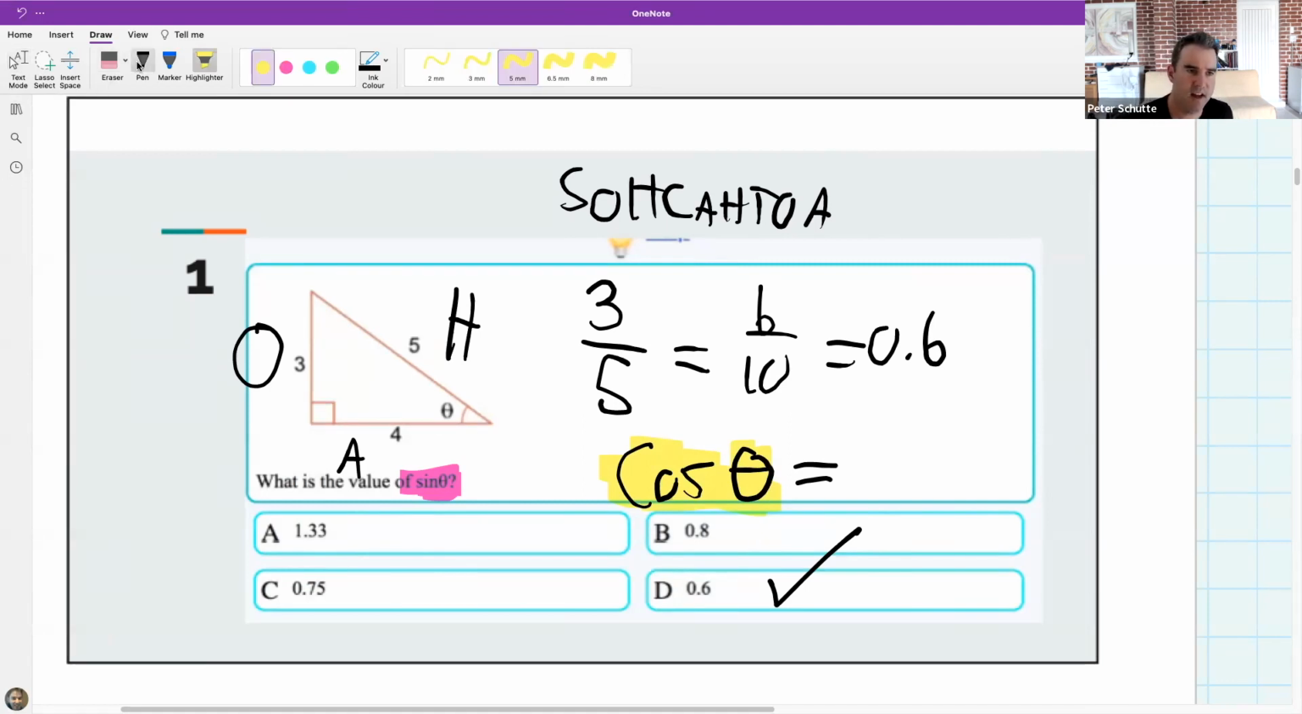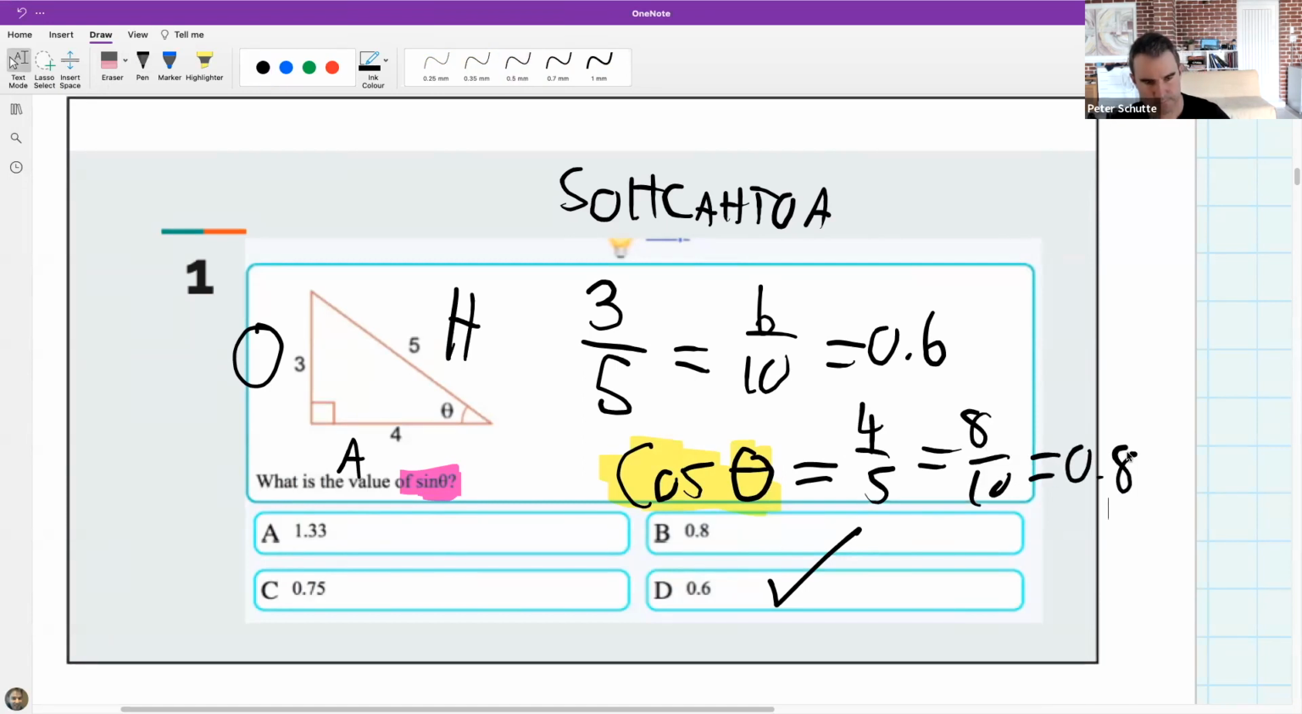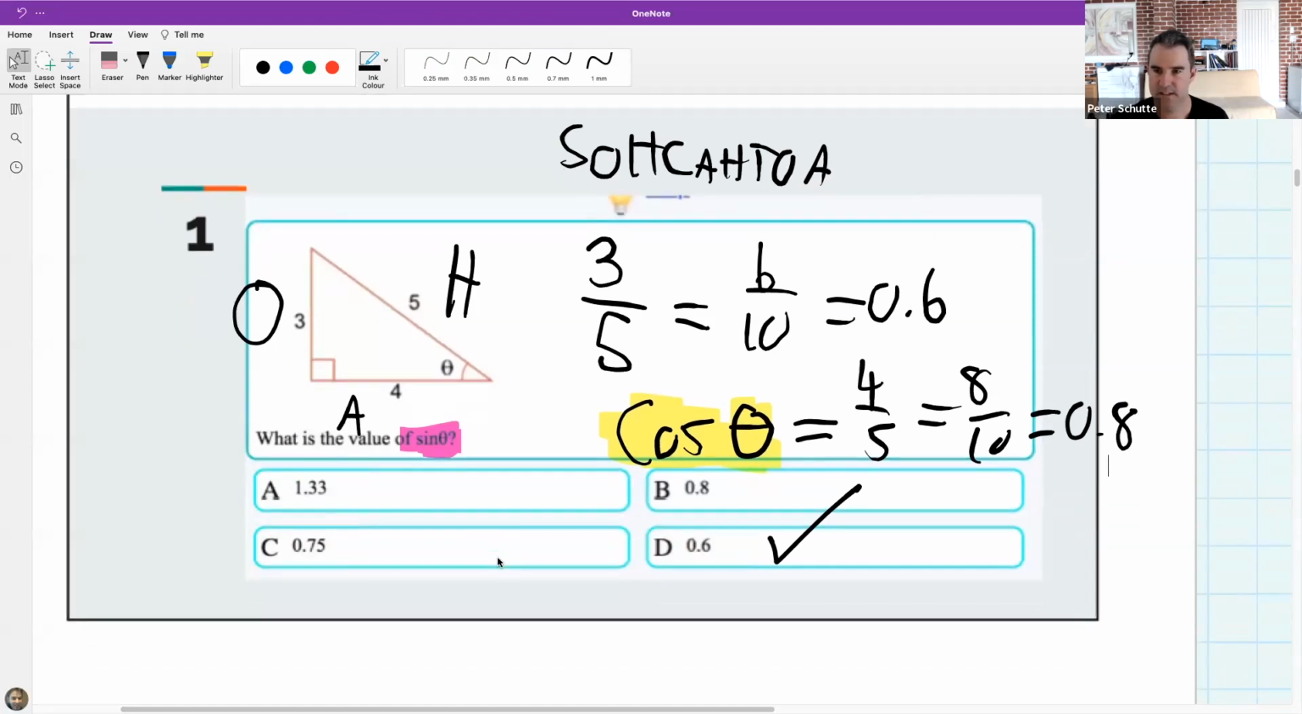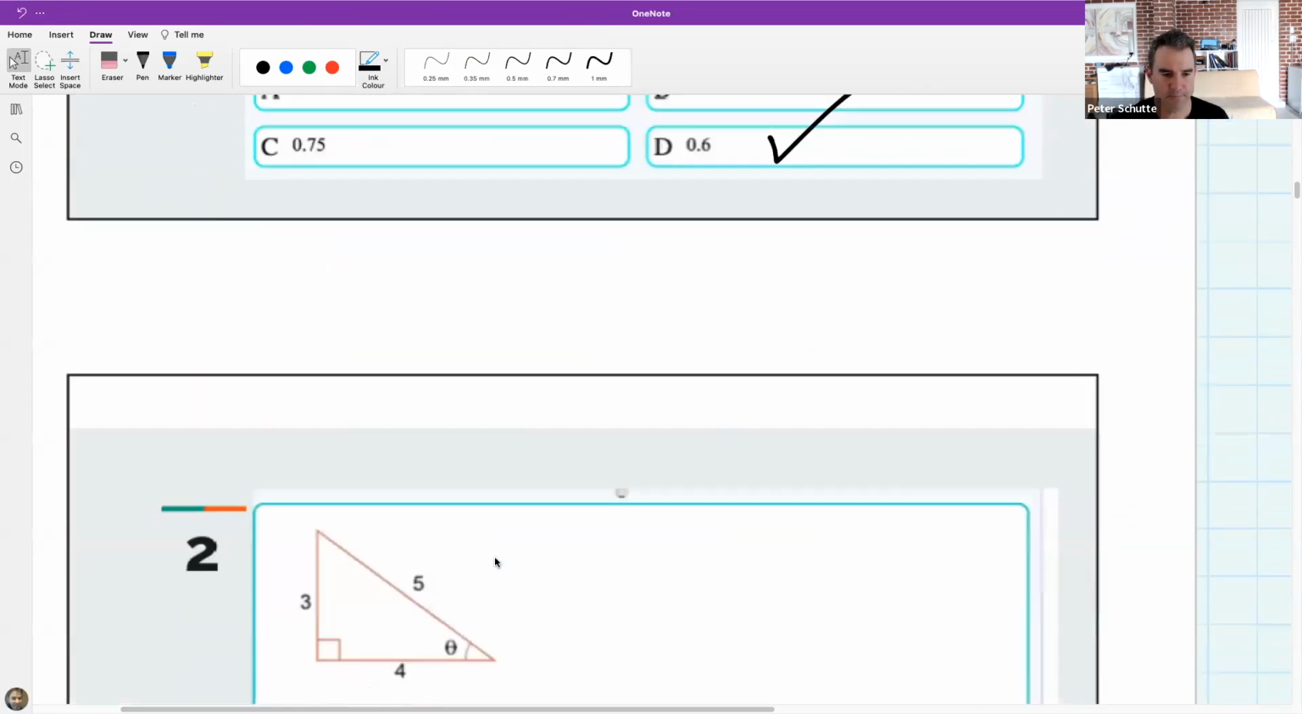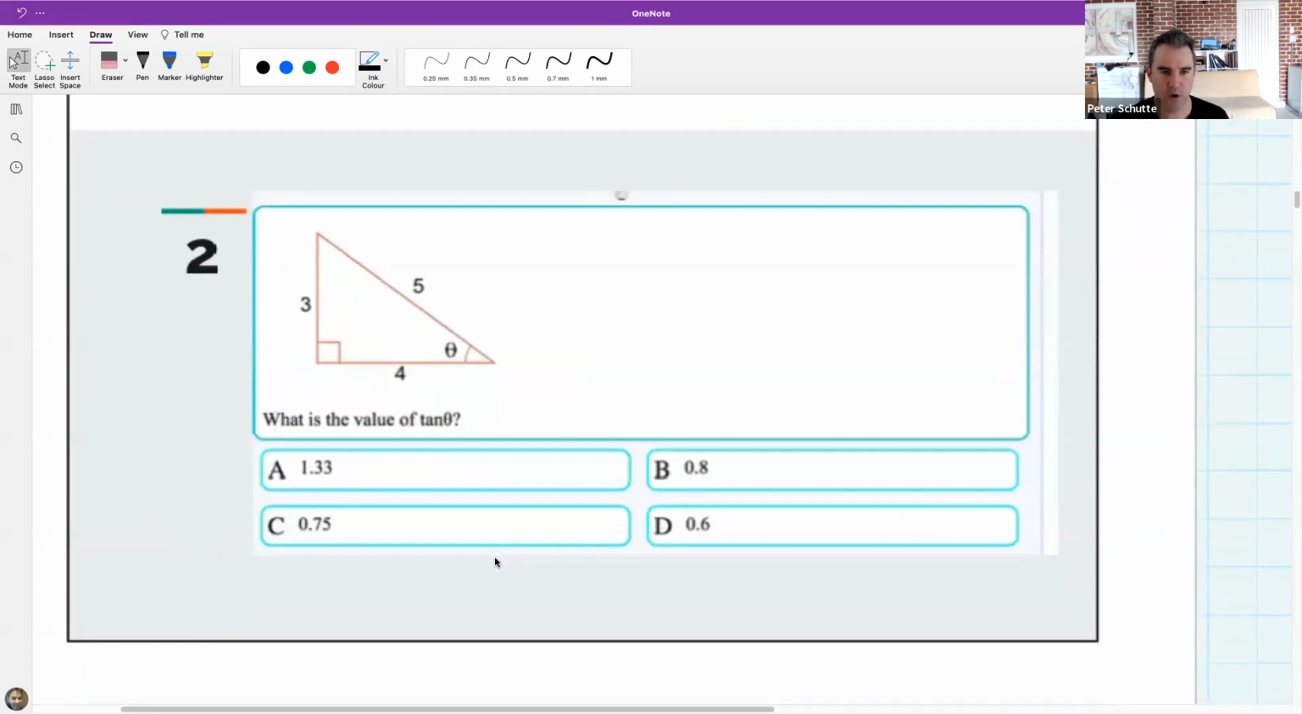Okay, so you seem to have quickly remembered that cos is A over H, which is 4 over 5, which is the same as 8 over 10, or 0.8. Looks good to me. Love it. Okay, I'm going to move on. What about this one? What is the value of the tan of theta?